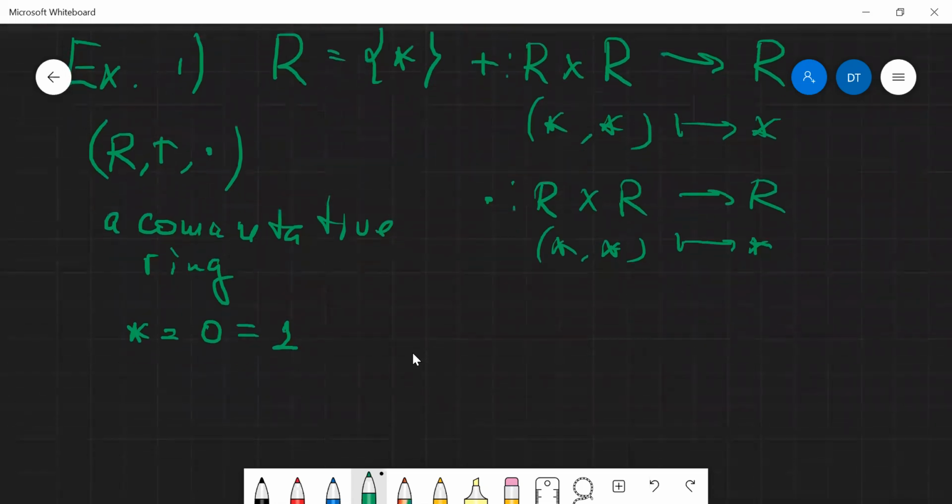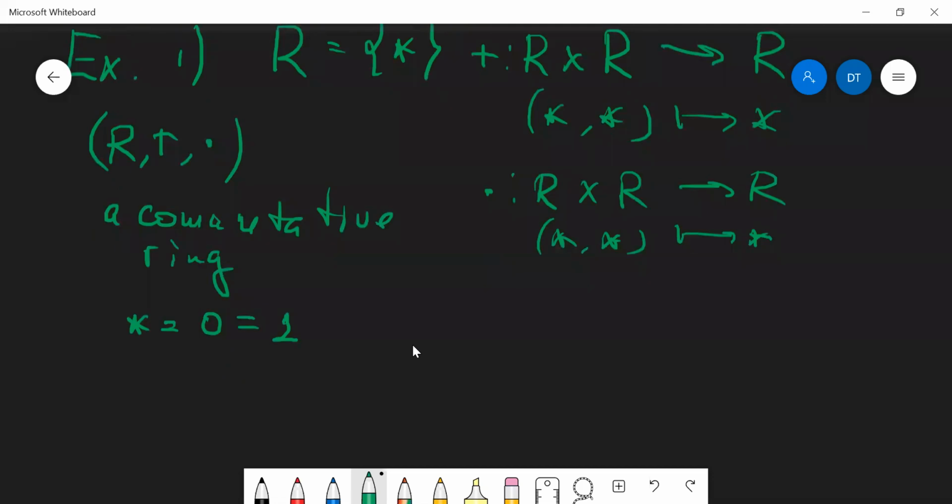Okay, so now let me give you another example. Consider the set of integer numbers with usual addition and multiplication. So this is a commutative ring.